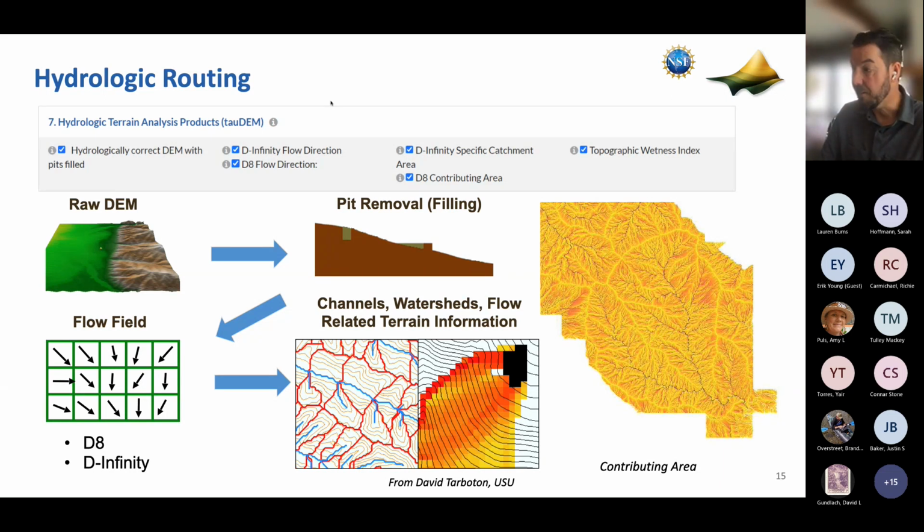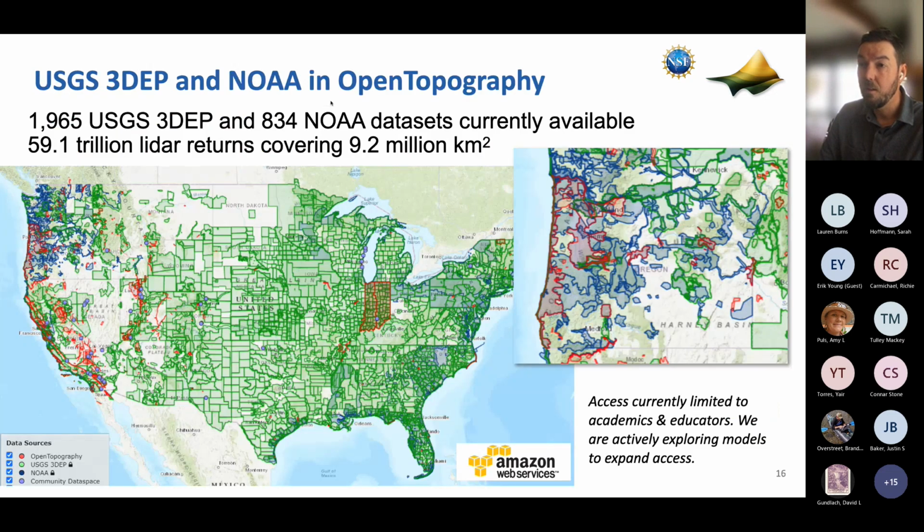That's a really powerful thing. Pretty kind of cool technology demonstration. Talking a little bit more about the USGS and NOAA collections inside of OpenTopography.